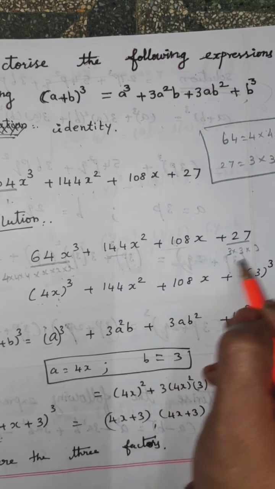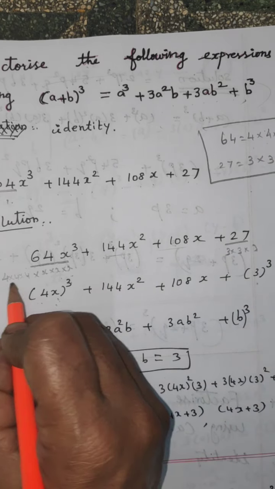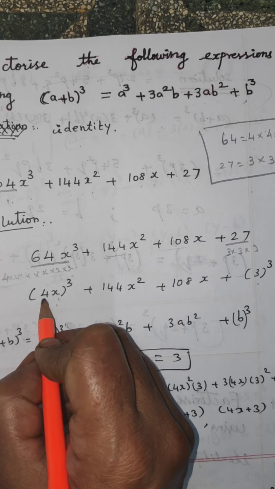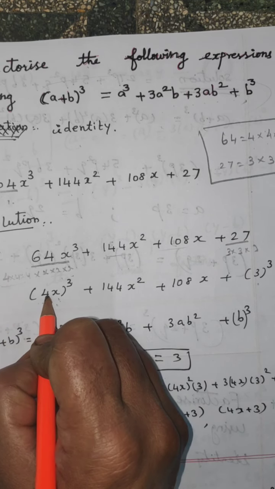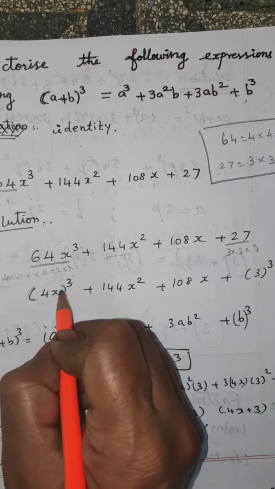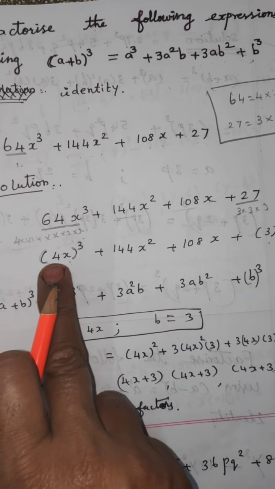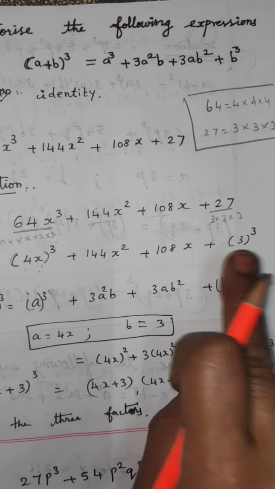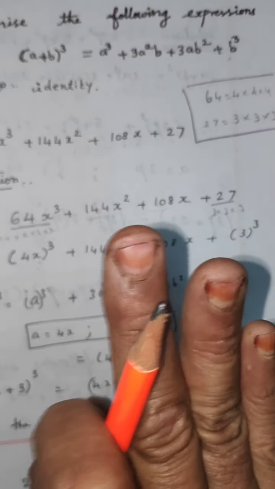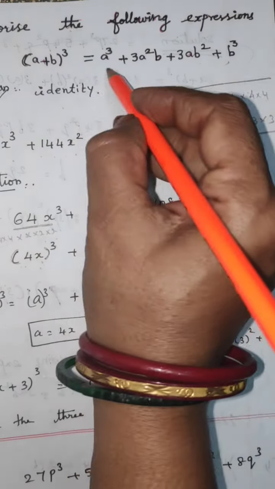Write the remaining two terms correctly. Now here, 3 whole cube. You write 4, 3x from, right. Write it as a whole bracket whole cube. You must put it in the bracket and write 27 as 3 cube. The first work is completed. Next, write the identity.